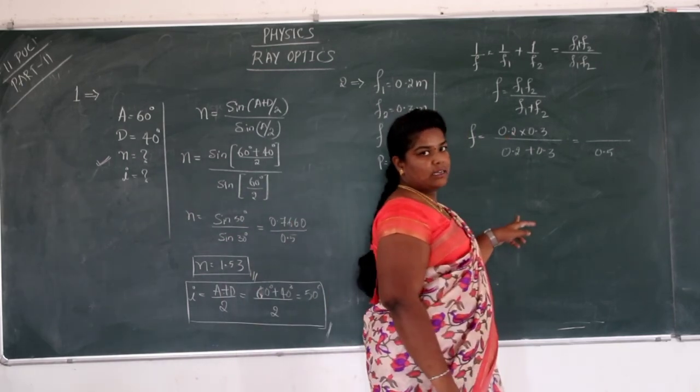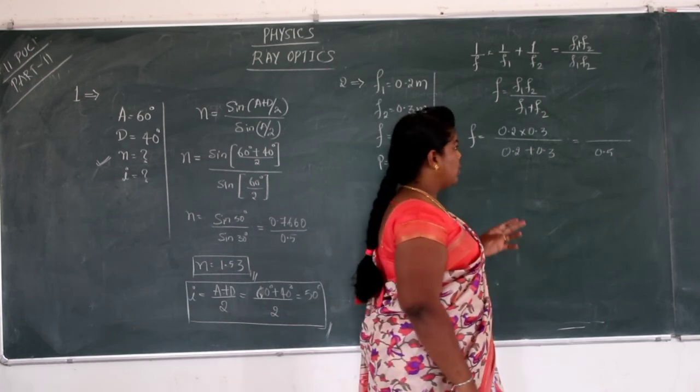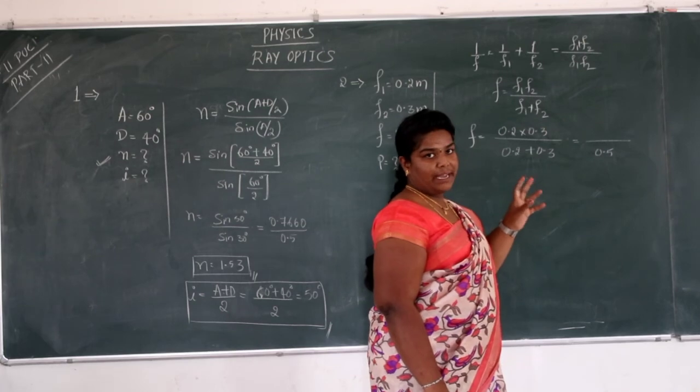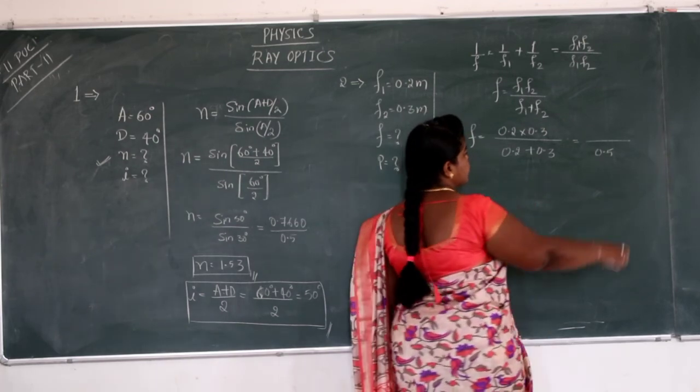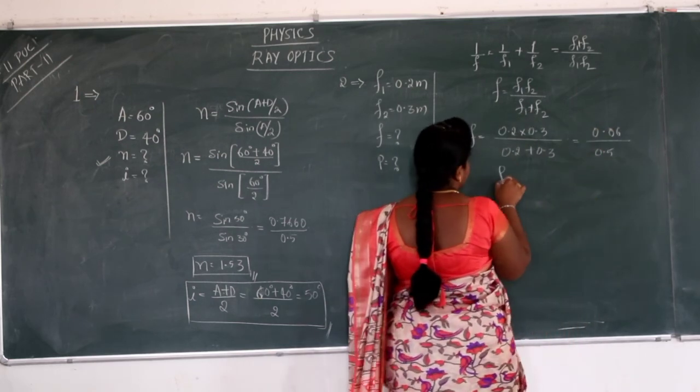0.2 can be written as 2 by 10. 0.3 can be written as 3 by 10. 2 by 10 into 3 by 10 becomes 6 by 100. 6 by 100 is equal to 0.06. Right. So what is the total value?